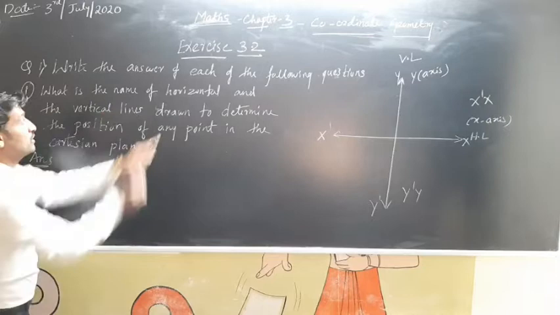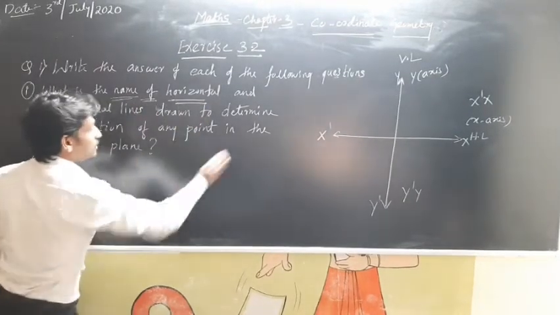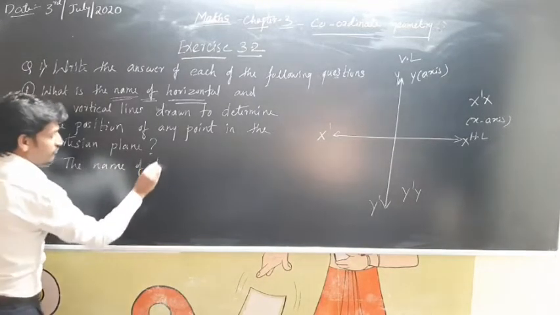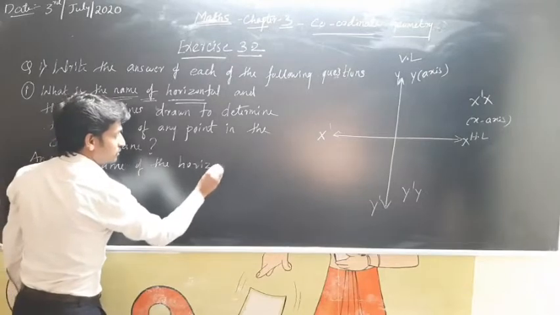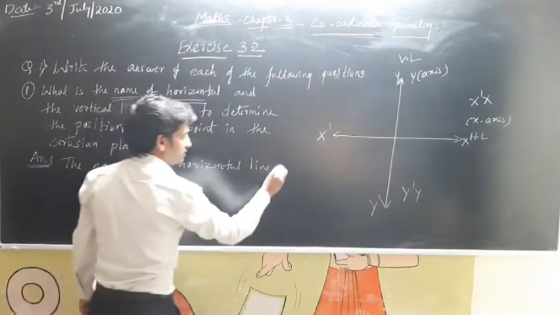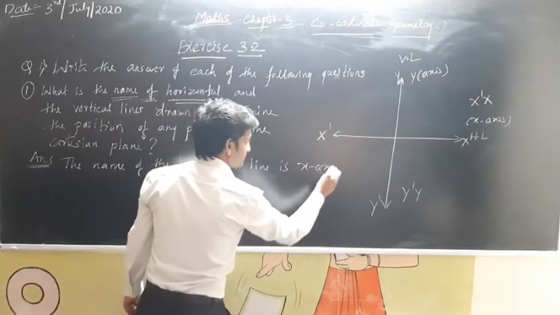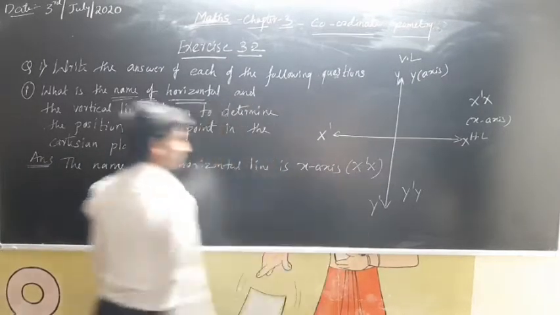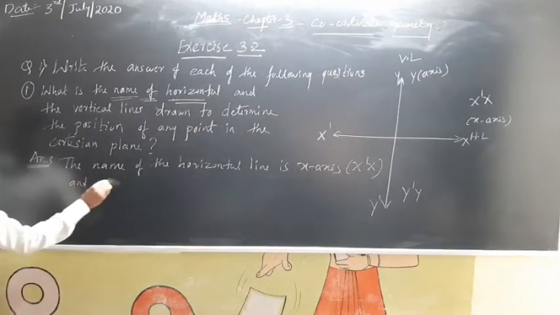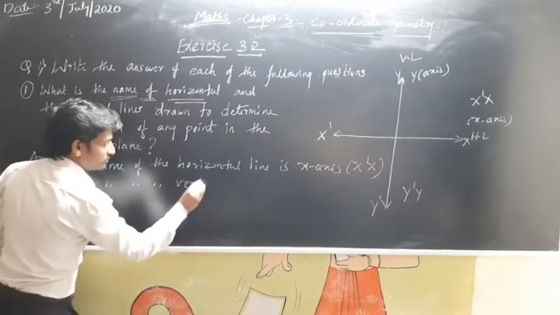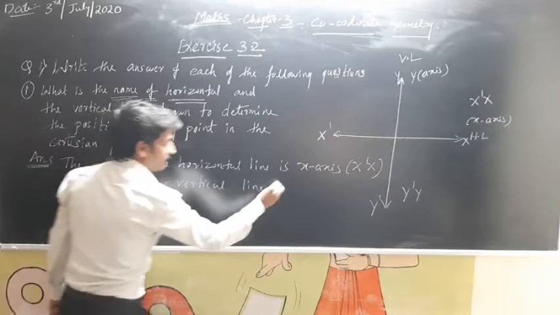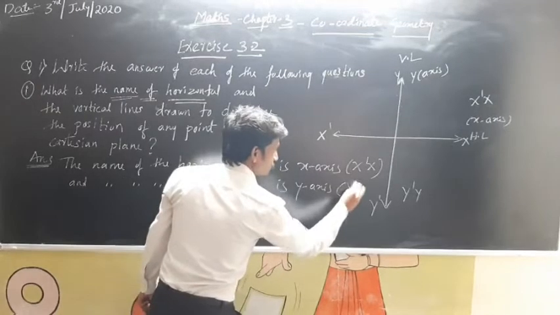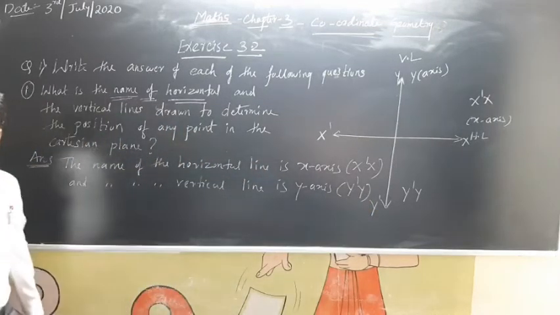So the first answer: what is the name for the horizontal? I am highlighting here, name of horizontal. The name of the horizontal line is x-axis, or else it is also known as what? X dash x. Similarly, the name of the vertical line is y-axis, so it is also known as y dash y. So this is your answer for the first one.